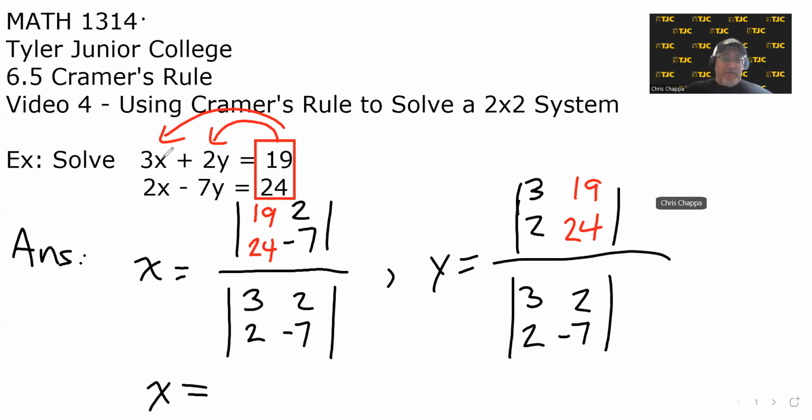3 times 5 is 15. 2 times -2 is -4. 15 plus -4 is 11. What I did was 15 plus 4 and got 19. So this 19 was supposed to be an 11.